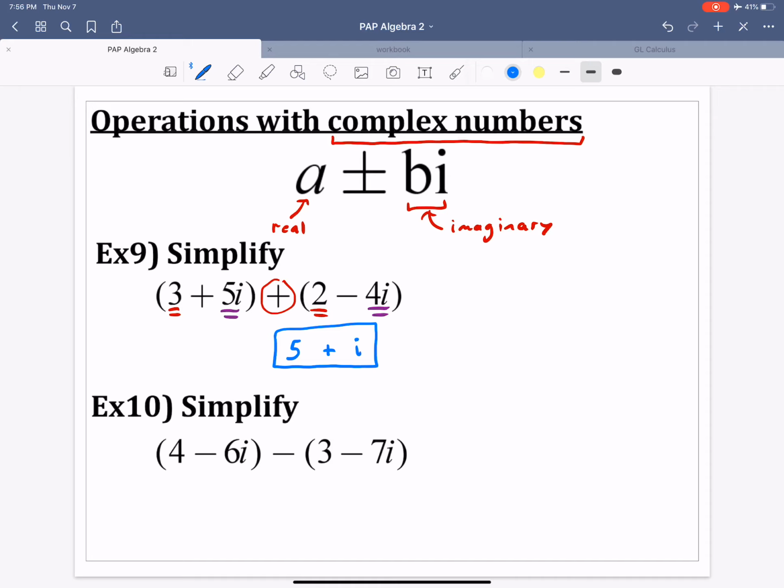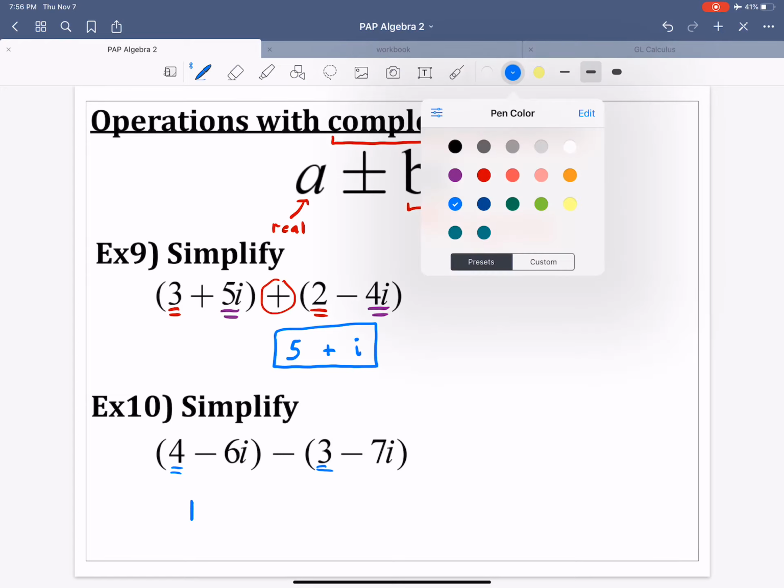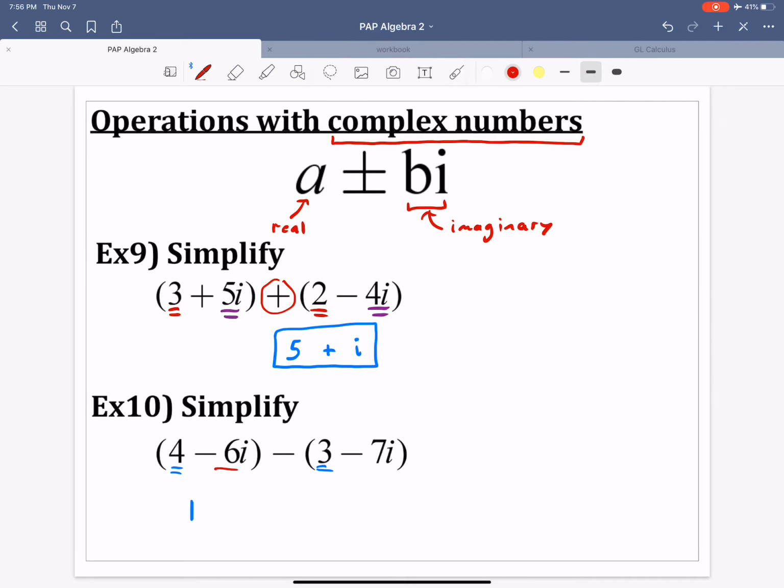Okay, same concept on example 10. Real parts, combine those, and non-real parts, imaginary parts, combine those. So 4 minus 3 is 1. And then be careful here. You've got negative 6i, okay? You've got negative 6i minus negative 7i. Be careful here, when you subtract a negative, okay? When you subtract a negative, that turns into plus, okay? It turns into plus 7i. So negative 6i plus 7i gives me plus i, 1 plus i, final answer. All you're doing when you add and subtract is combining like terms.